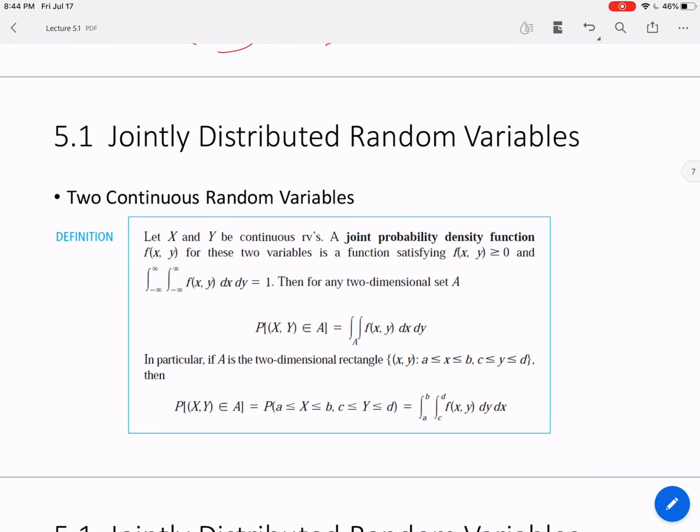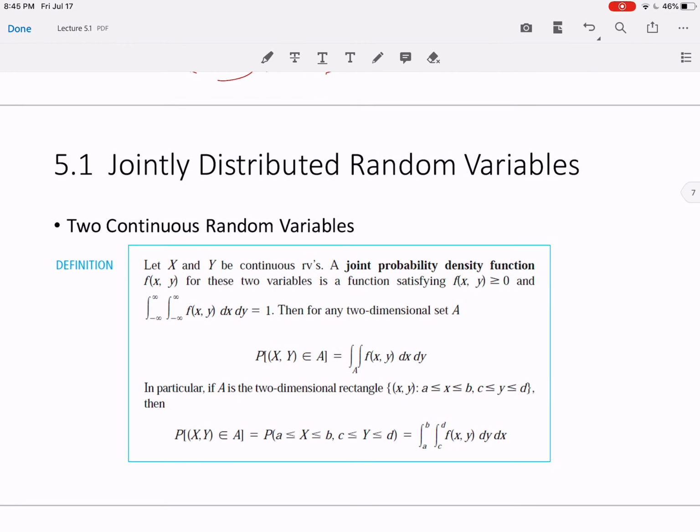Alright guys, in this video we'll continue on 5.1, jointly distributed random variables. Let's take a look at what's going to happen if there are two continuous random variables. Let me pull out the marker. Let's take a look at the definition first.